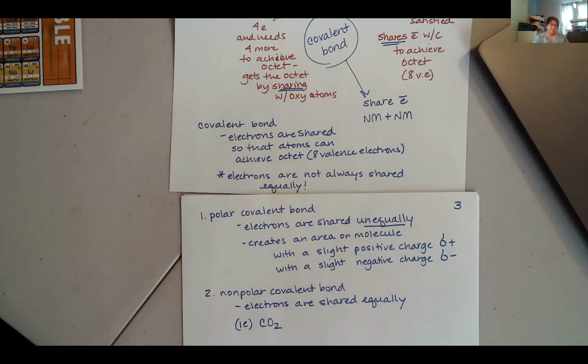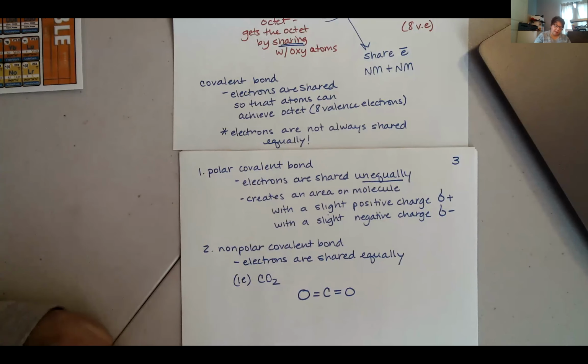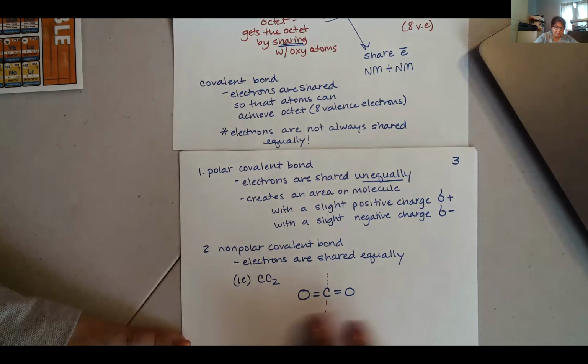A simple way to represent our elaborate drawing is just to do this. Carbon dioxide has two double bonds. Each bond is 2 electrons, so there are 4 electrons being shared here, 4 being shared there. When you look at the compound, and if you divide it in half, one half of the molecule is equal to the other half.